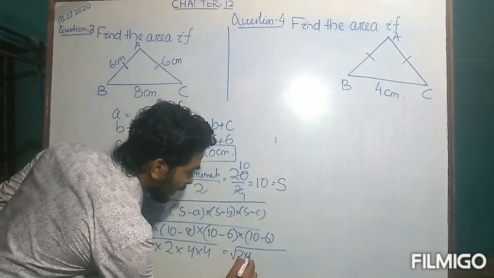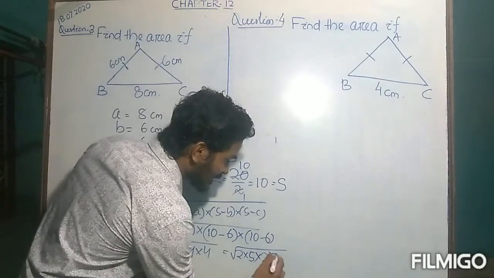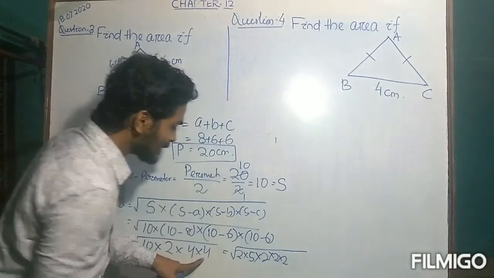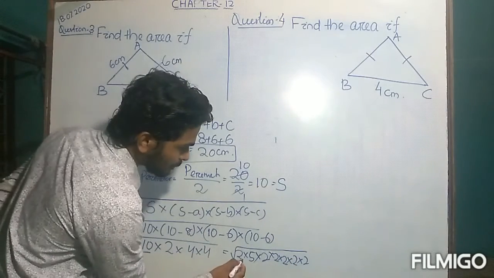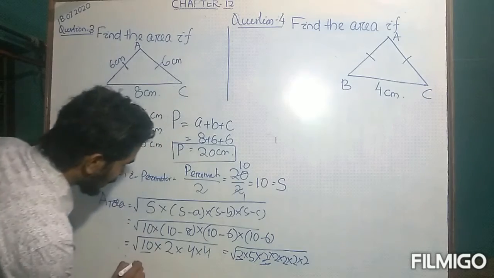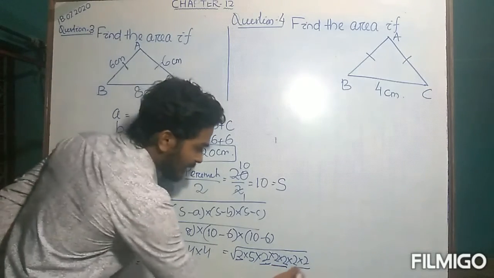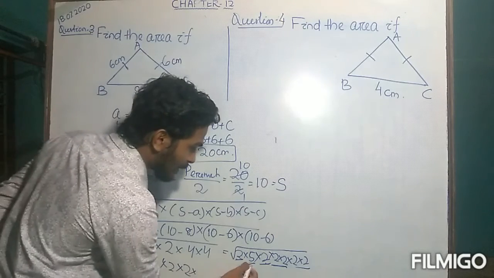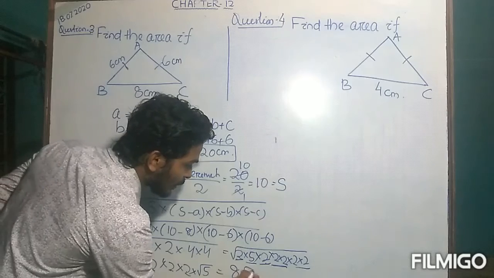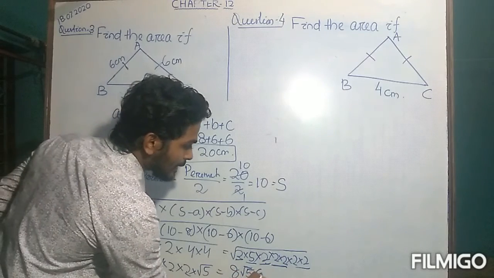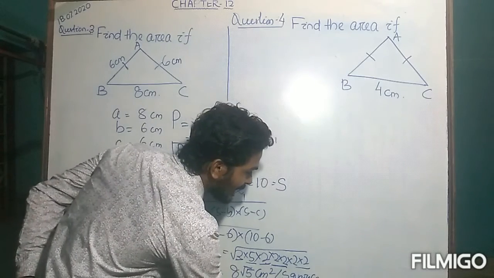So write 2 into 5 whole into 2 is factorized as simply 2. 4 can be written as 2 into 2. Now for this 2 you can write single 2, for this 2 you can write single 2, for this 2 you can write single 2. Now this 5 remains single. So the answer is 2 to the 4 root 5 centimeter square, or you can write square centimeter.